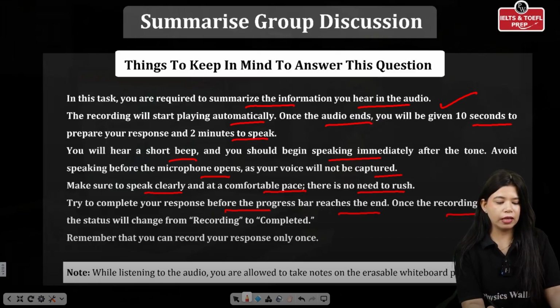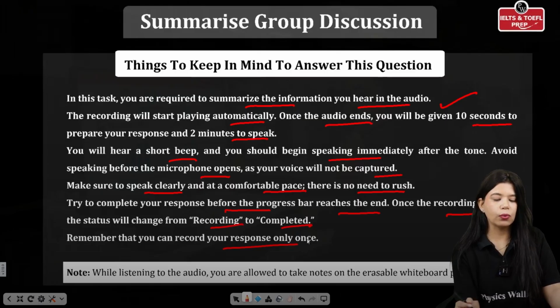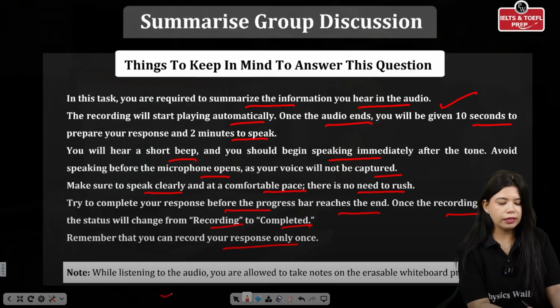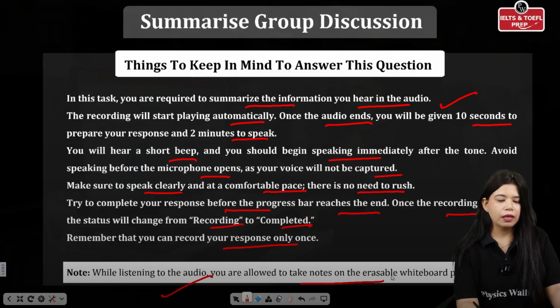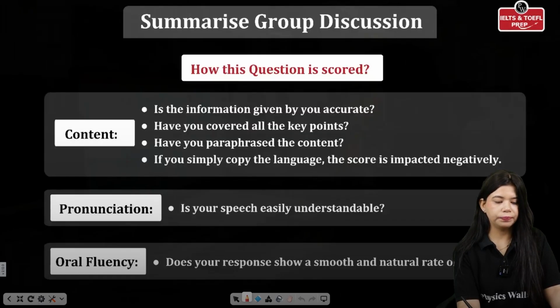So once the recording finishes, the status will change from recording to completed. Remember that you can record your response only once. While listening to the audio, you are allowed to take notes on the erasable whiteboard that's provided to you. I hope that helps. Moving on.